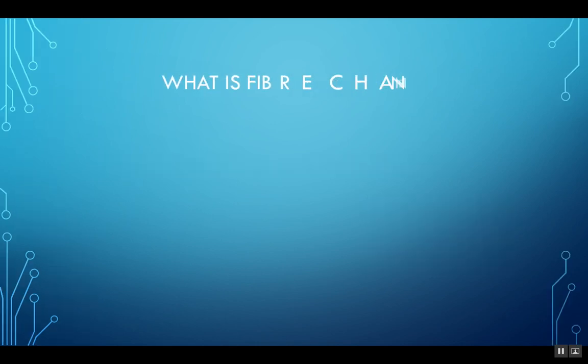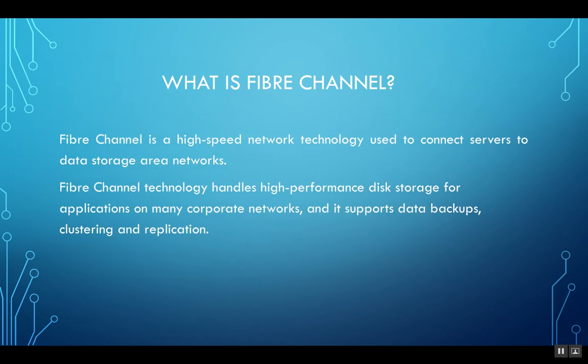So, beginning with what is a Fibre Channel? A Fibre Channel is a high speed network technology which is used to connect servers to data storage area networks. Data storage area networks are nothing but just SAN. Fibre Channel technologies handle high performance disk storage for applications on many corporate networks, and it supports data backups, clustering, and replication as well.